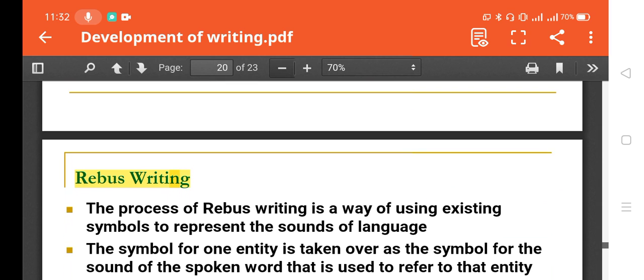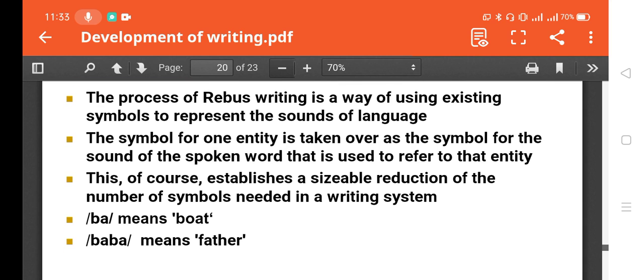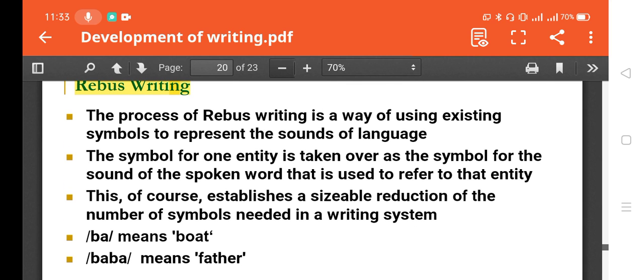And now we'll see rebus writing. The process of rebus writing is a way of using existing symbols to represent sounds of a language. Here you can see through different stages they developed, and we were inclined towards a more modern form, and now we came towards the sound of language.